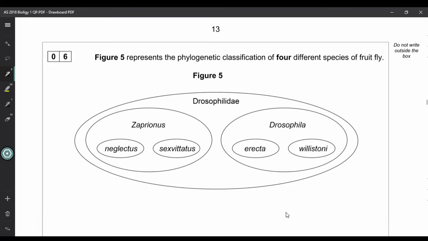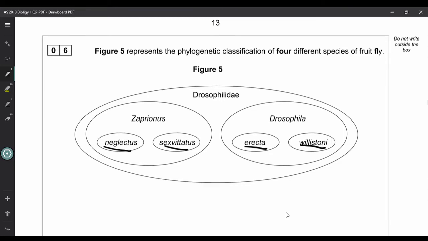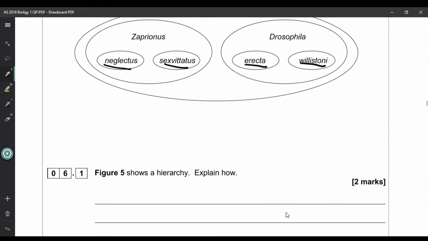So question 6 shows us 4 different species of fruit fly. So it's telling us there's 4 species. So because we've got 4 of these smaller circles, we can assume that they are the species. So the question is, figure 5 shows a hierarchy.